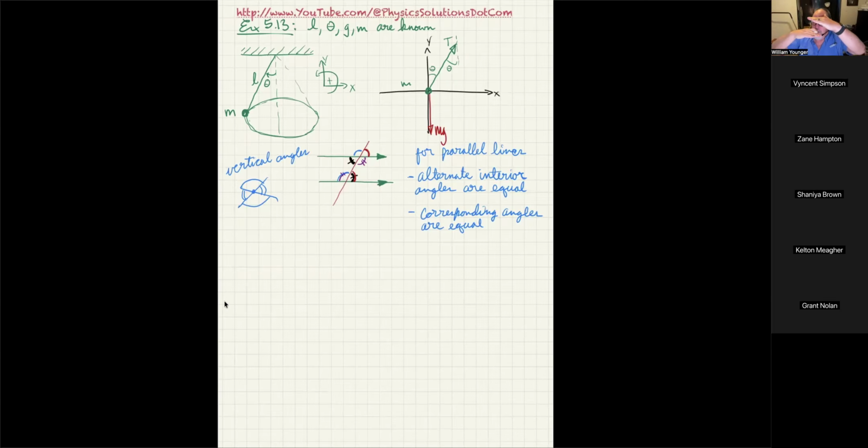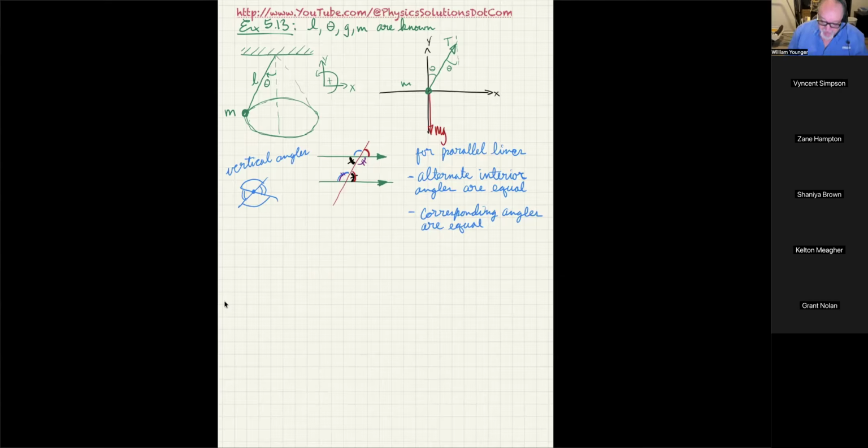So just keep it in mind. Whenever you have two parallel lines crossed by a transverse line, alternate interior angles are equal, corresponding angles are equal, and then of course vertical angles are always equal. Period. It's not about the rays being parallel or not. It's just about vertical angles always being equal because of the way they're made.